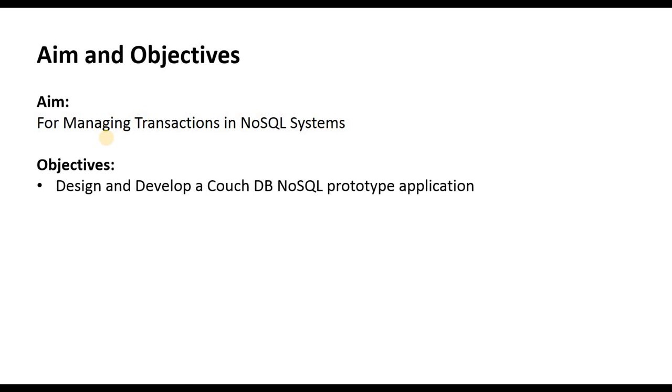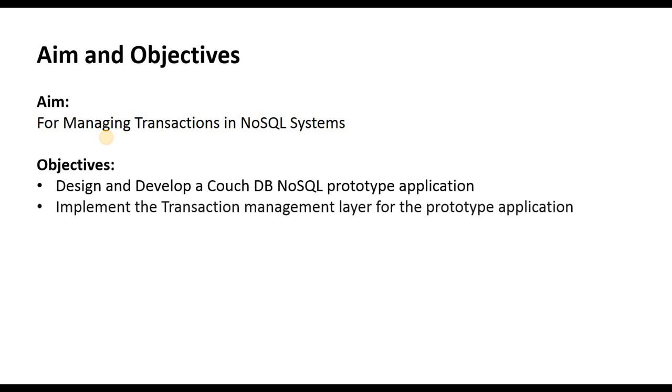Okay, and the objective in this particular project happens to be two things. First thing is to develop and design a prototype application using CouchDB. The meaning of prototype application is a sample application. Though the second objective is the most important one, that is implementing the transaction management layer, we need to prove that our transaction management layer will be working fine in real world systems. For proving that, we need to integrate that transaction management layer into some example application and prove how it works. That example application is nothing but our prototype application. Okay, so these are the couple of objectives in our project.